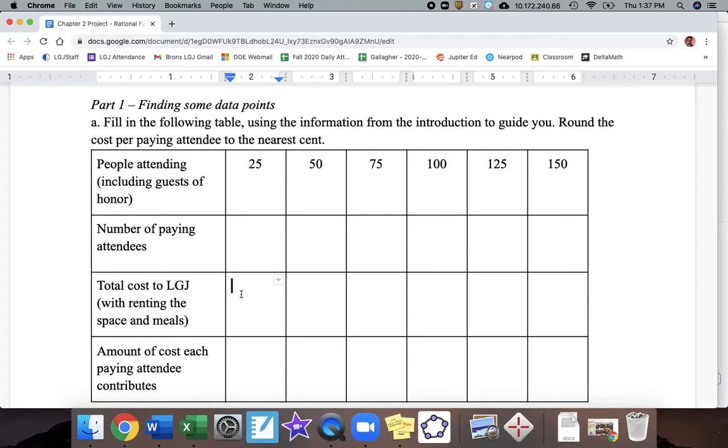The total cost to LGJ with renting the space and the meals. Well, we know that renting the space is 500, and the meals are 25 each person, and there are, in this column, 25 people. Here, there are 50. Here, there are 75. So for this, you could just do the 500 plus 25 for the meals times this number.